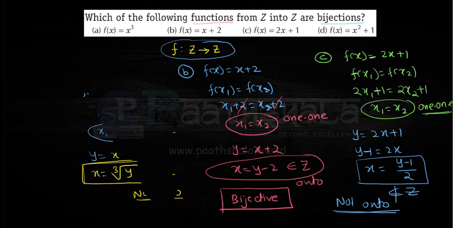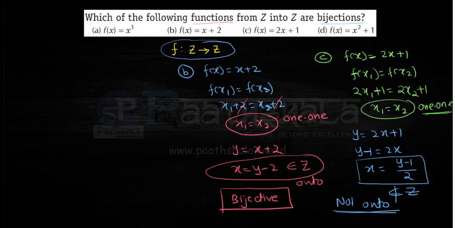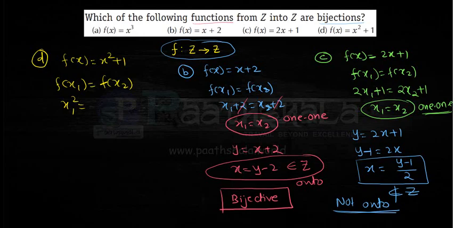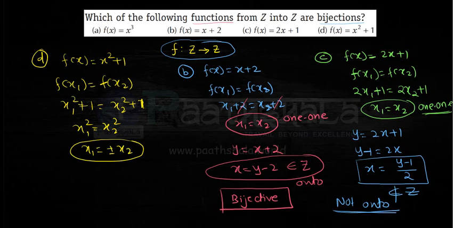Let's talk about option D, that is f(x) equals x square plus 1. For one-one we will consider f(x1) equals f(x2), that is x1 square plus 1 equals x2 square plus 1, that is x1 square equals x2 square. If we take the square root, then we will get x1 equals plus or minus x2. So x1 can be positive and negative as well, hence it is not a one-one function. x1 is not equal to x2, x1 can be minus x2 as well. Let's check onto.